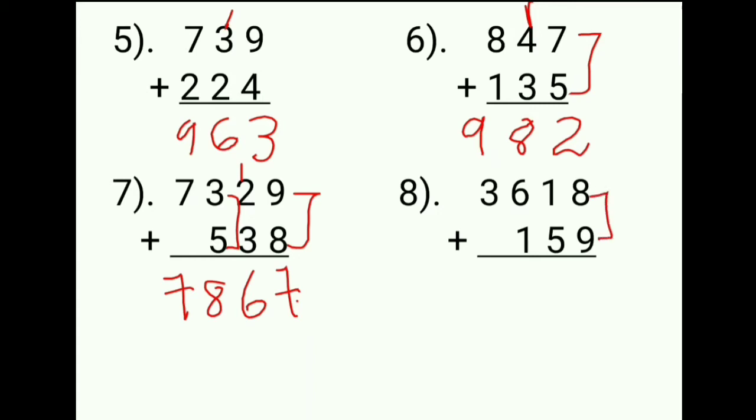Now the 8th sum. 8 plus 9 is 17. Right? So we will put 1 carry and 7 down. 1 plus 1 is 2 and 2 plus 5 is 7. Right? Then comes the hundreds place. 6 plus 1 is equal to 7. Right? And 3 plus 0 is equal to 3. So our answer is 3777.